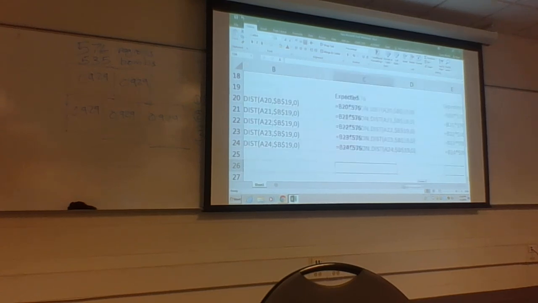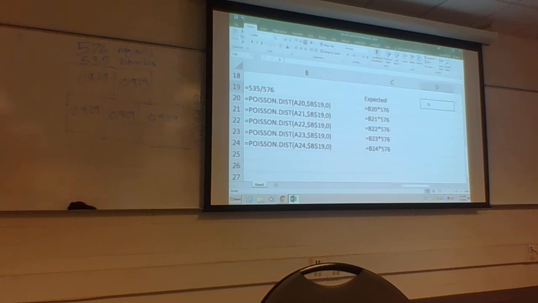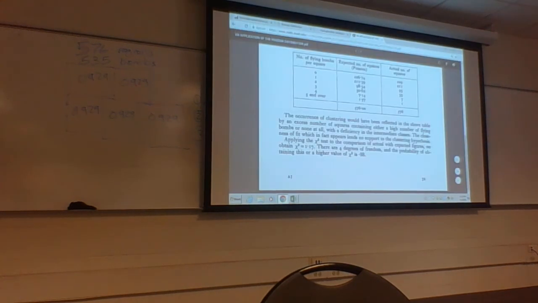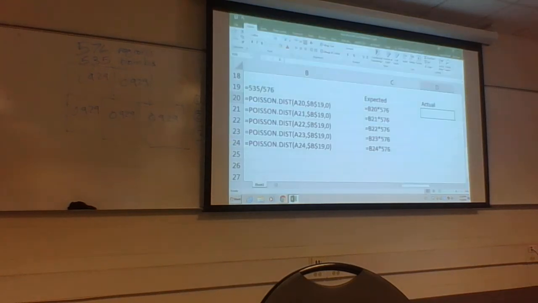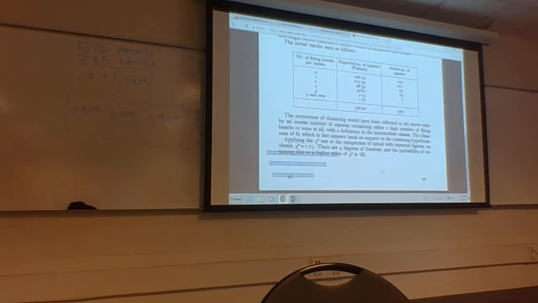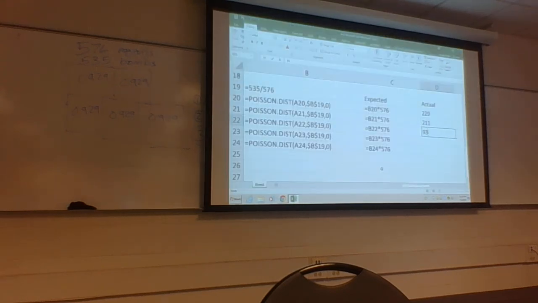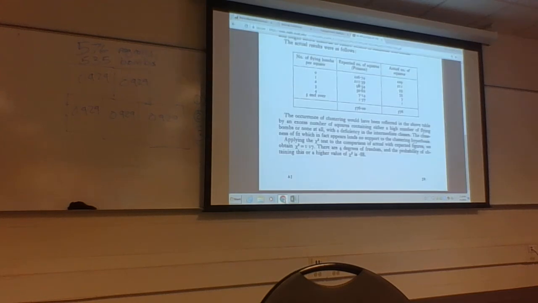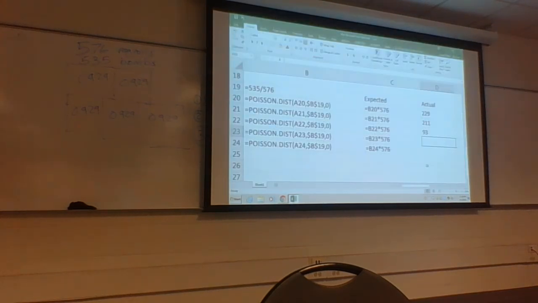I found a paper on it. This is the actual data, and I don't have it memorized, but I have it right here: 229, 211, 93, 35, and 7. There was also one region with 5 or more, but that's fine. You don't need that district at 5. Okay, let's see how close it was.